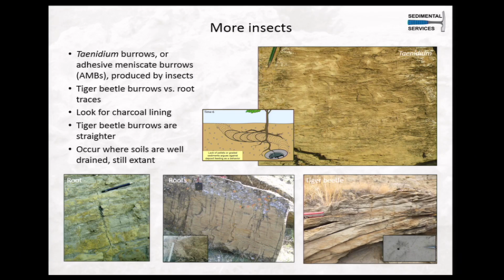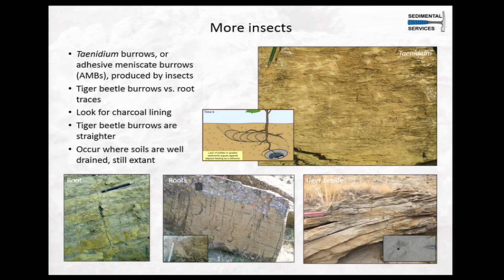If you look at this example over here, we've got these very straight vertical burrows making their way down through the sediment. And this is a modern tiger beetle burrow sitting down here. So these tiger beetles will drill down into the sediment, and the larvae will live down there, and eventually they'll make their way back up and become beetles. And how do you tell these apart from the roots? Well, they're much straighter, and they don't have this charcoal lining.